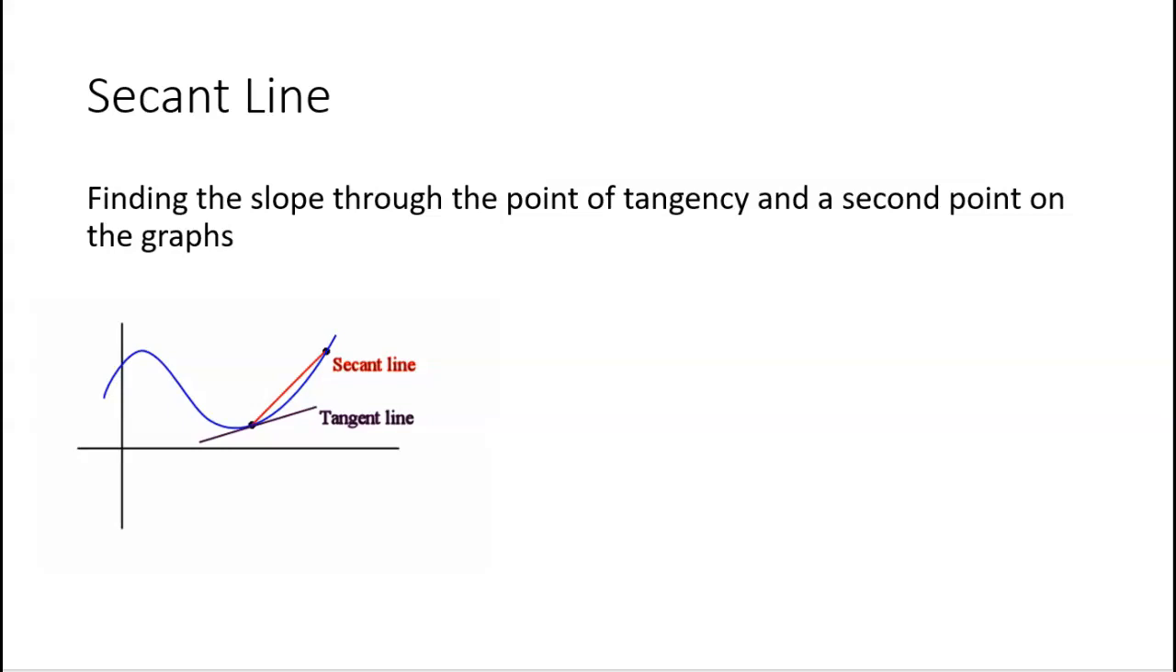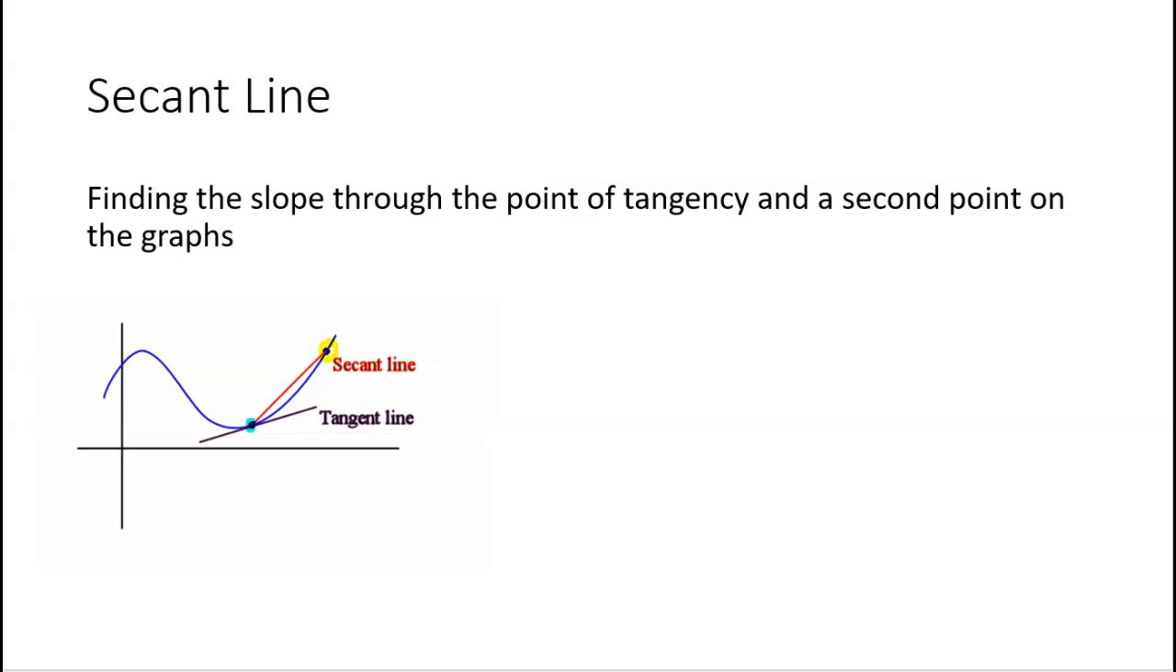So here's a picture of the difference between a tangent and a secant line. So the tangent again is the one that's in dark purple or dark blue, and it's just touching this point right here, which is the point of tangency. Now notice the red line. So notice the red line is touching this graph at 2 points. So the point of tangency and up here, a second point.